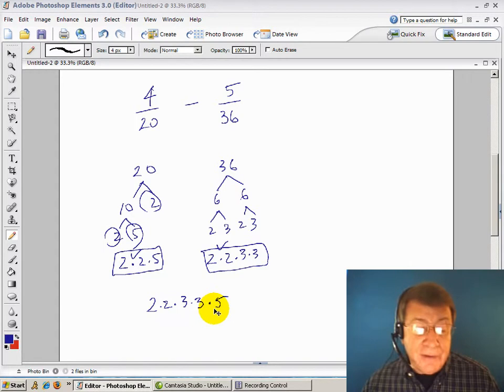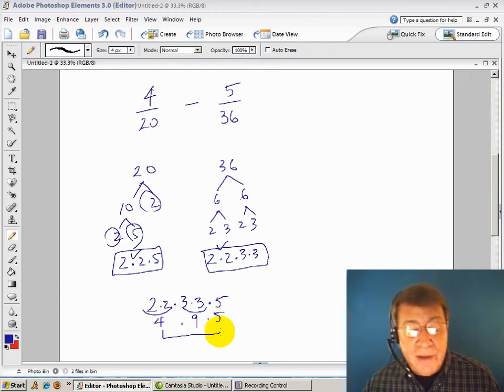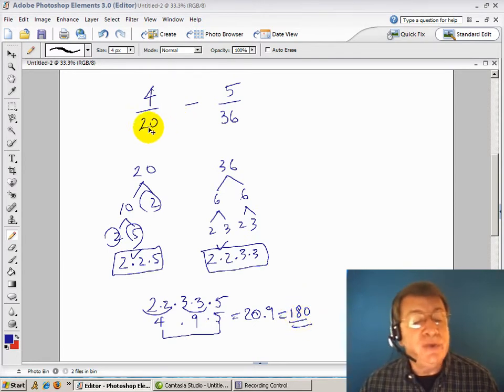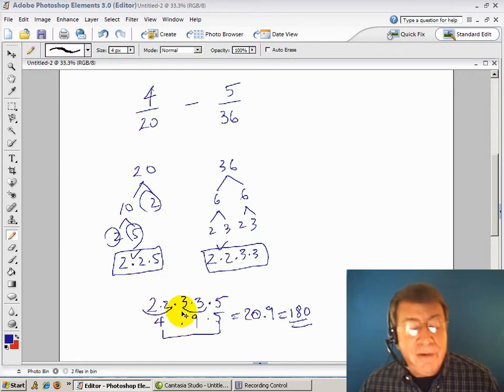Now we're getting a little tougher here, because lots of numbers to multiply. I could, if I want, make 2 times 2 4, 3 times 3 is 9, and here's a 5. And let's take the 4 times 5 and make 20, and then take the 20 and multiply it by 9, and that will give me 180. Now 180 is my lowest common denominator between 20 and 36. However, I'm going to use the pieces. The pieces will never fail me.